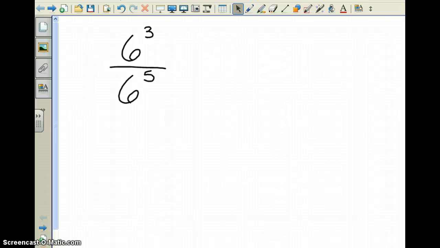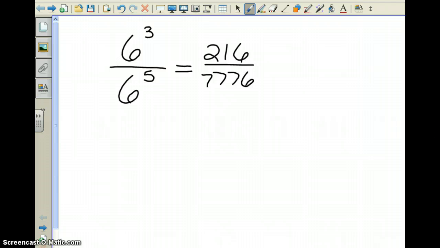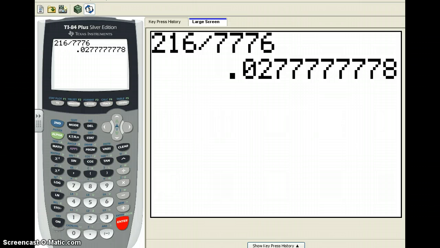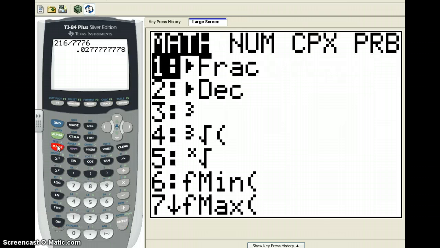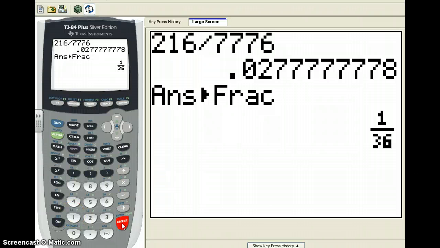If you have a firm grasp on what to do with exponents when you are multiplying bases, today dividing bases will be very easy. So let's take this example of 6 cubed divided by 6 to the 5th. We know from yesterday's video 6 cubed is 216, and 6 to the 5th is 7,776. When we divide those out, we will get 0.027 repeated as a decimal. And then when I math frac that, it will give us 1/36 as a fraction.